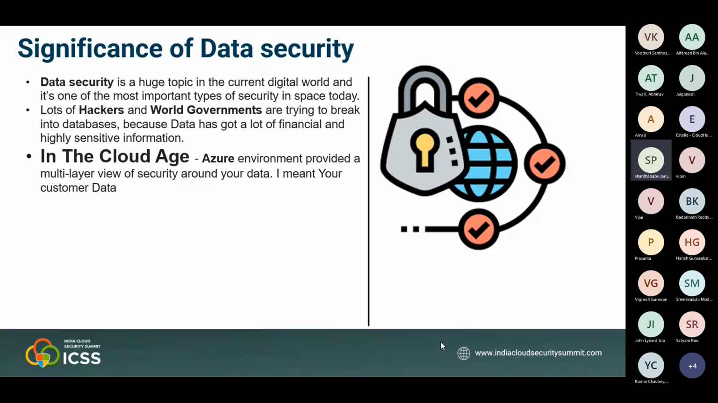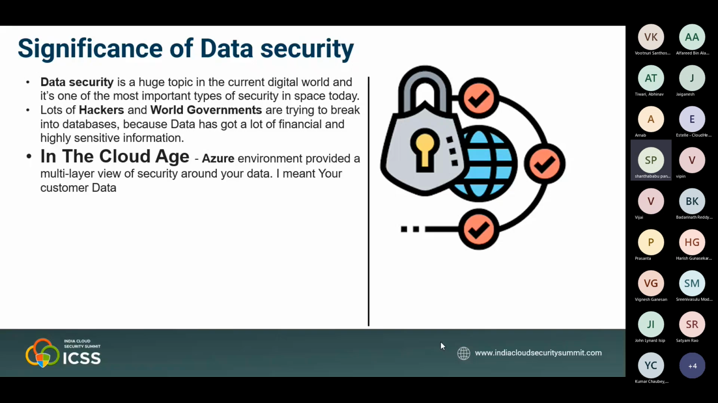So what is the significance of data security? Data security is a huge topic in the current world, as I mentioned earlier, because a lot of hackers, and even governments, are trying to break in and get at the secrets of databases. There are so many things going on, specifically for financial and highly sensitive information about persons. Probably you might have come across HIPAA, PCI, and GDPR. All the individual governments try to secure the data in various aspects.